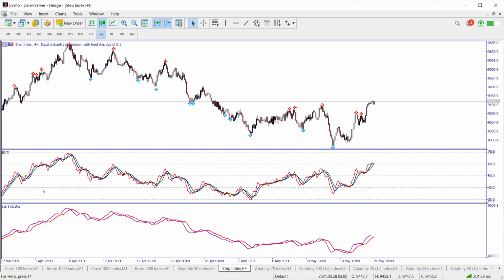This is what it does. It plots diamonds. When it plots a red diamond, like this one, it is a sell signal, and when it plots a blue diamond, like this one, it is a buy signal.